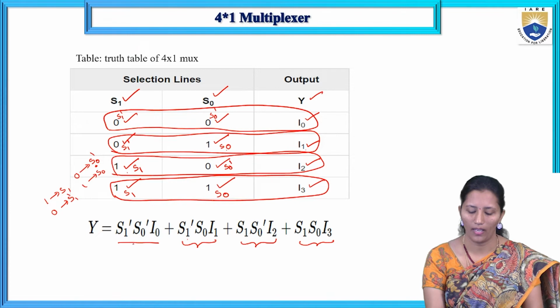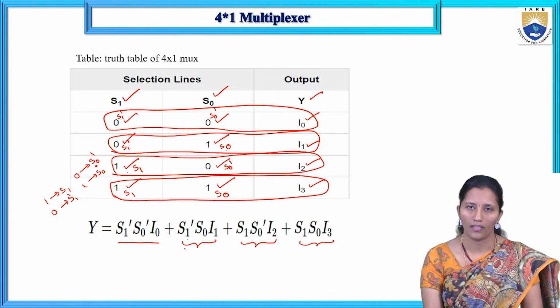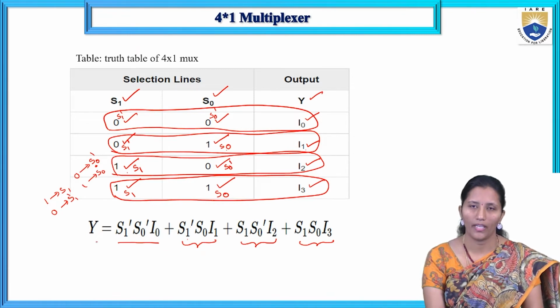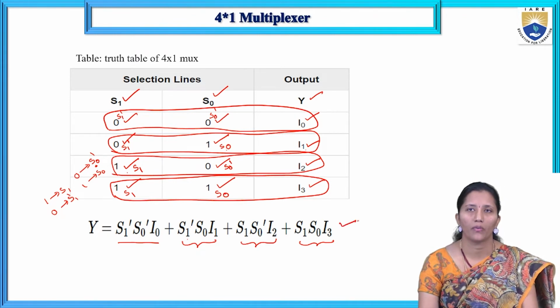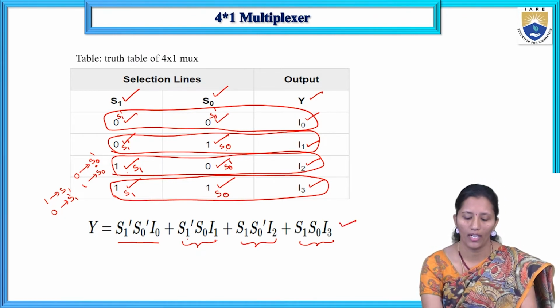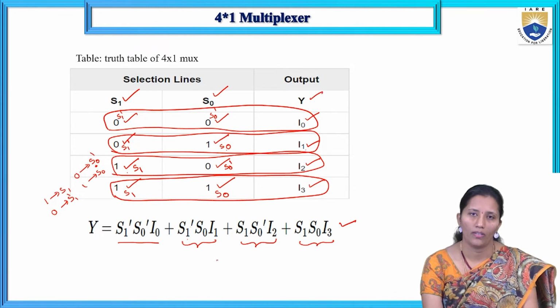So we have to sum these product terms. So we will get the equation y is equal to S1 bar S0 bar I0 plus S1 bar S0 I1 plus S1 S0 bar I2 plus S1 S0 I3. So this is the output equation for the 4x1 multiplexer. We have to draw the logic diagram by using this equation.